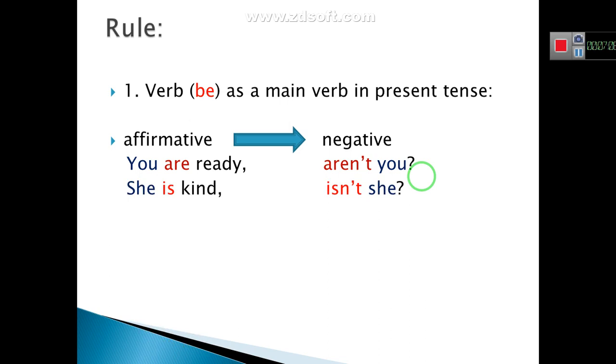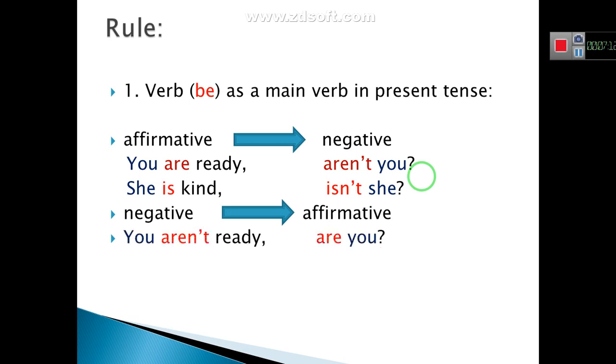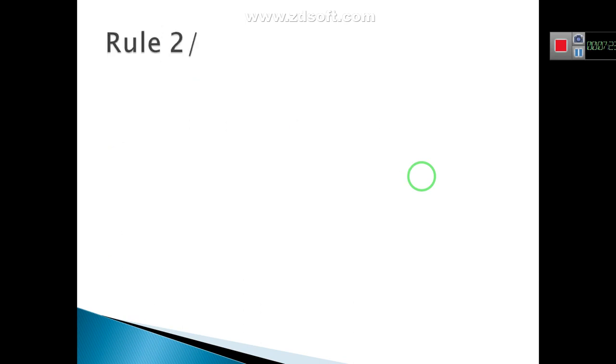She's kind, isn't she? Or if the sentence is negative, you aren't ready, are you? She isn't kind, is she?